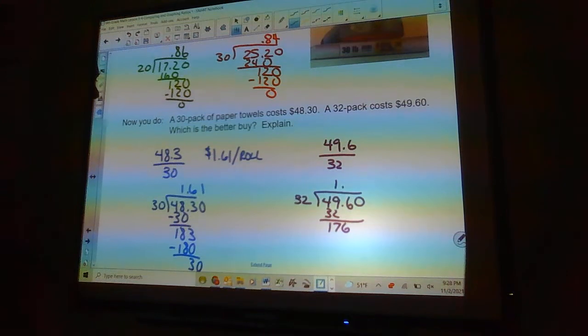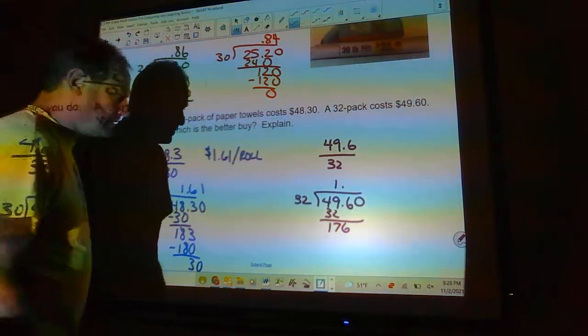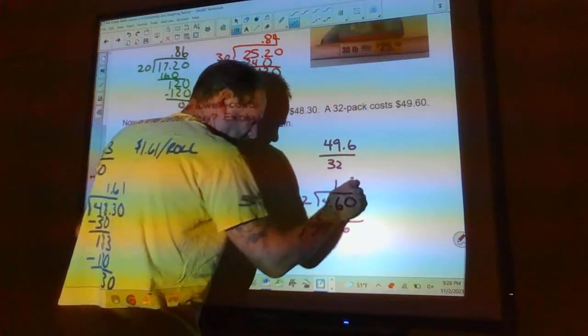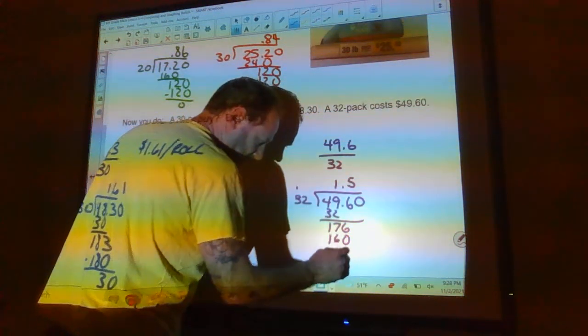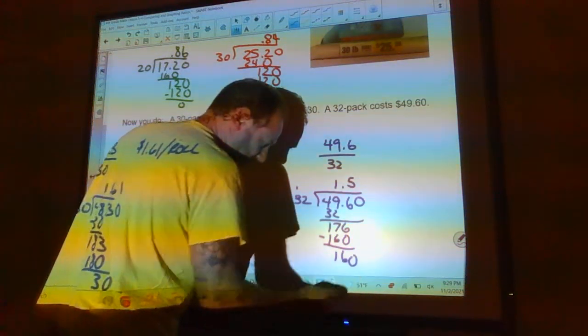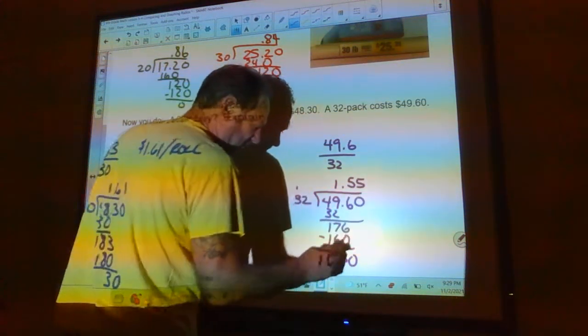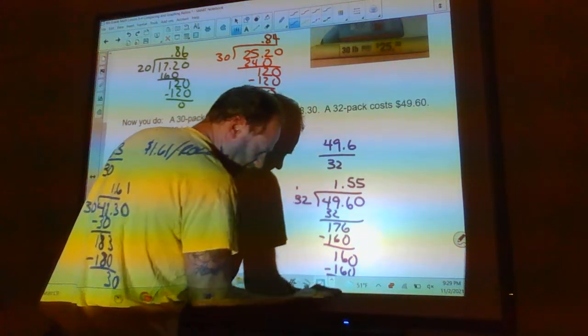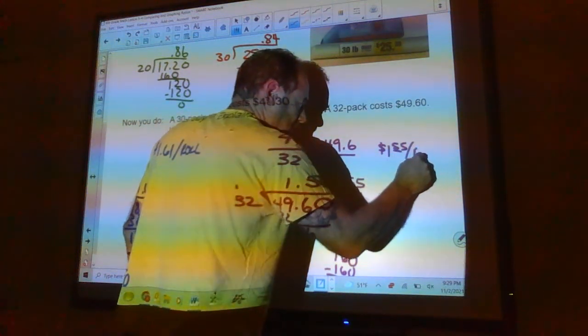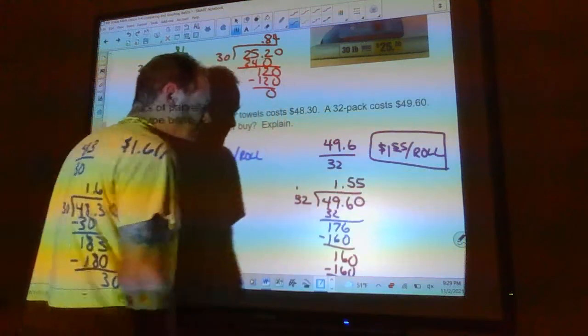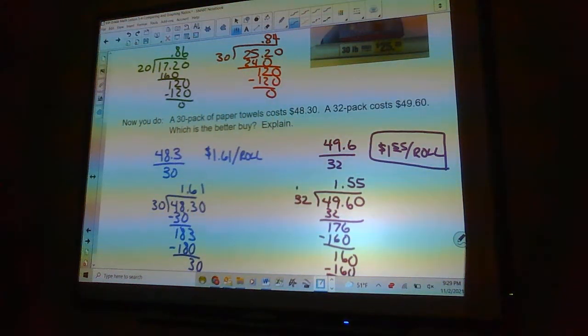Okay, so that'll go in there, what? 5 times, I think. So that's going to be 10, 15, 16. Subtract that, 16. Drop the 0. And that's going to go in 5 times again. That's 160. And I get 0. So this is $1.55 a roll. That one's cheaper, so that's the winner. It's cheaper per roll, so if you can afford it, that's the way you want to buy it.